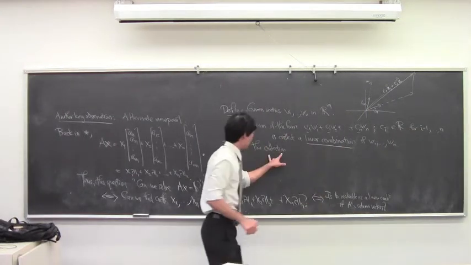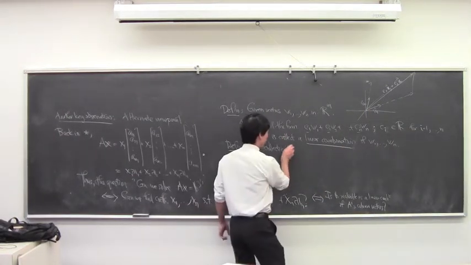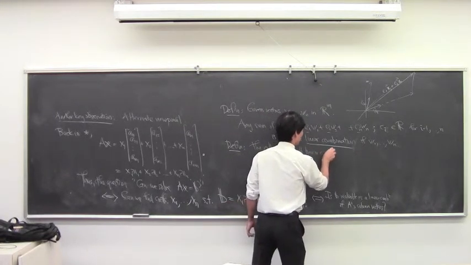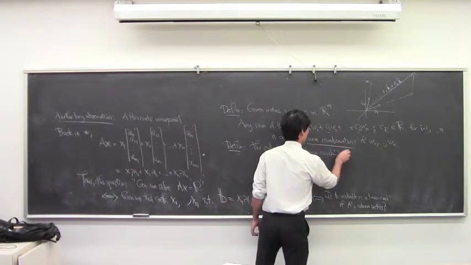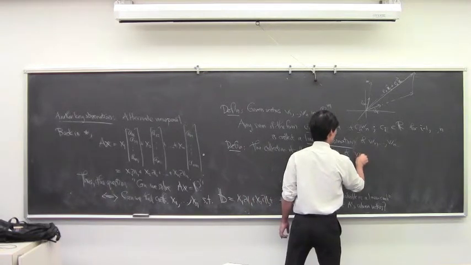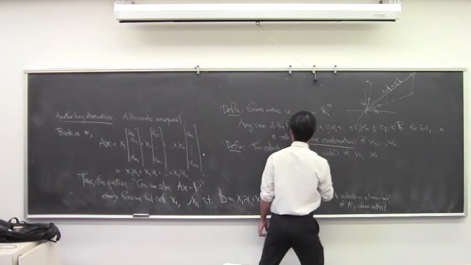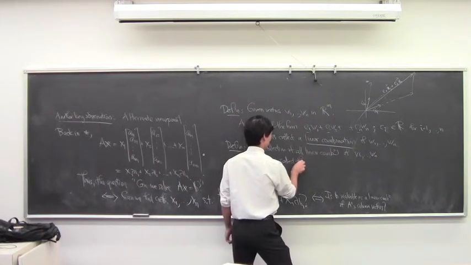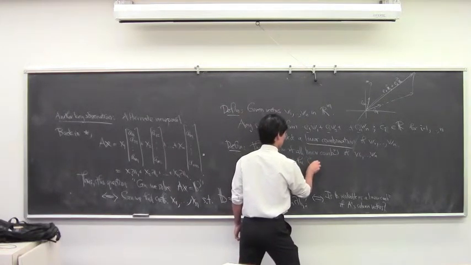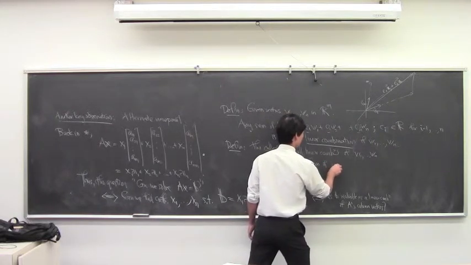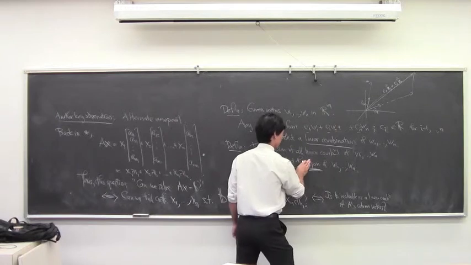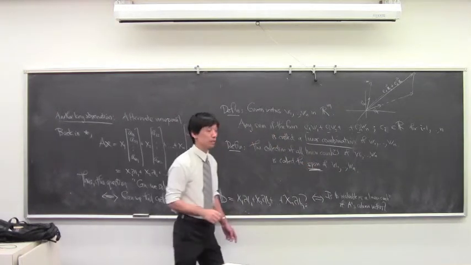That leads to this second definition: the collection of all linear combinations of some vectors v1 through vn is called their span. It's called the span of v1 through vn.